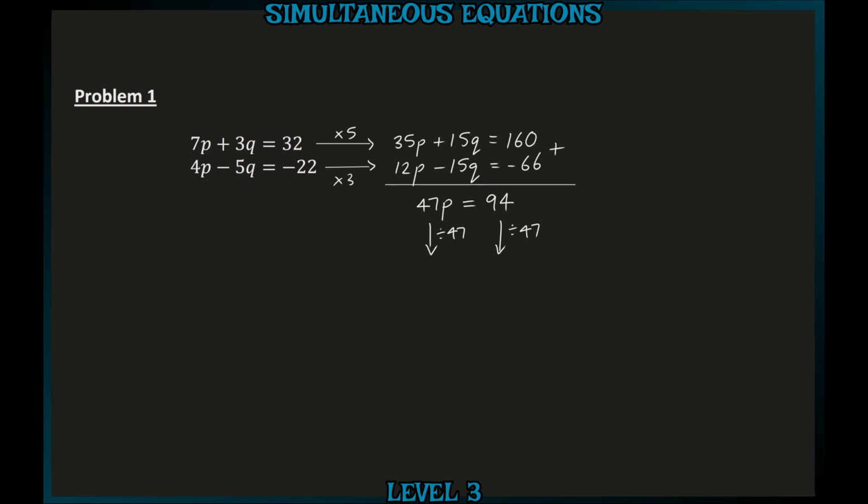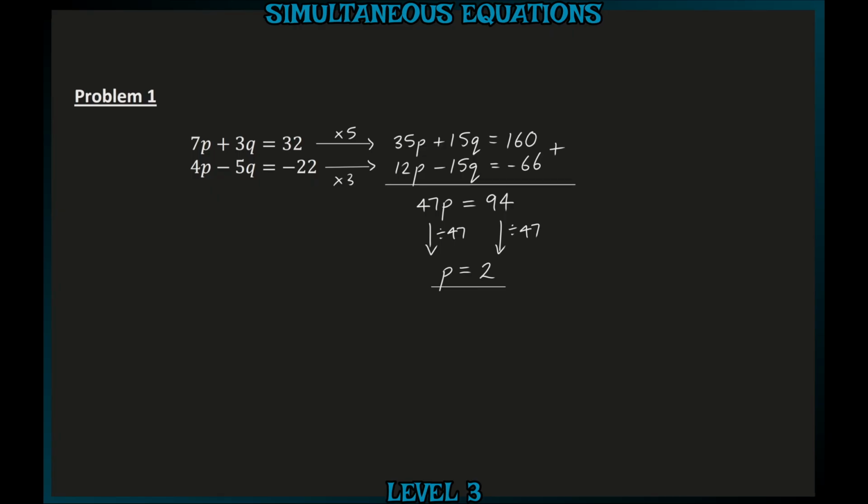And on the left, the times 47 and the divide by 47 cancel out to leave us with p, and on the right, 94 divided by 47 gives us 2. So p equals 2 is the first part of our solution. To now find the value of q, we need to take this value of p and substitute it into one of the two original equations.